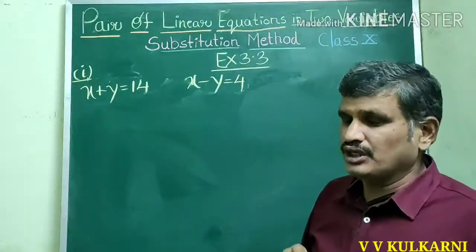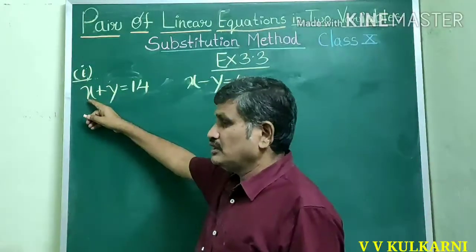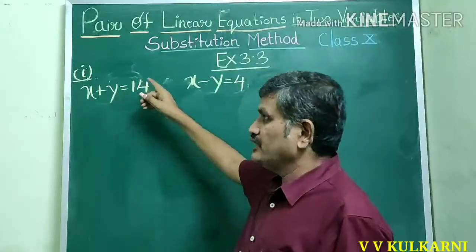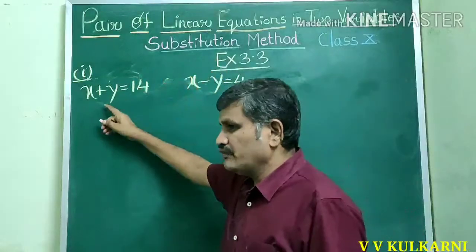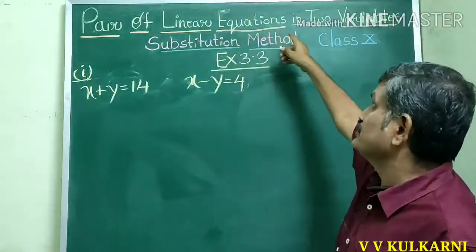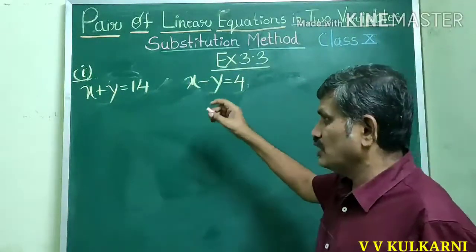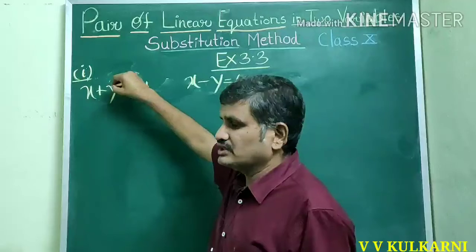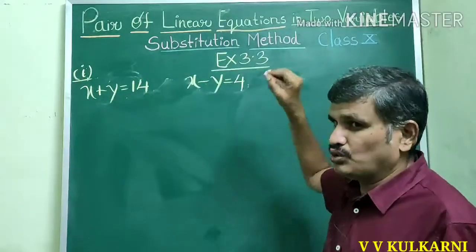Actually, first of all, let me tell you why it is called two variables, because here x is one variable and y is another variable. There are two equations of that type, and that is why the name of the topic is pair of linear equations in two variables. Now, solving means we have to find the values of x and y for which the equations are satisfied. Now, how to solve it?